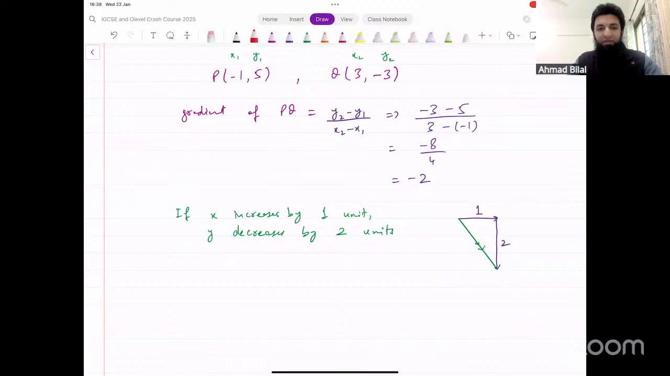Okay. All right. Now, there are different cases that you can have for gradient. You can have lines that have a positive gradient. You can have lines that have a negative gradient. You can have lines that have a gradient of 0. And sometimes you can have lines that have a gradient that is undefined. Okay. Let's try to understand each of those cases now.